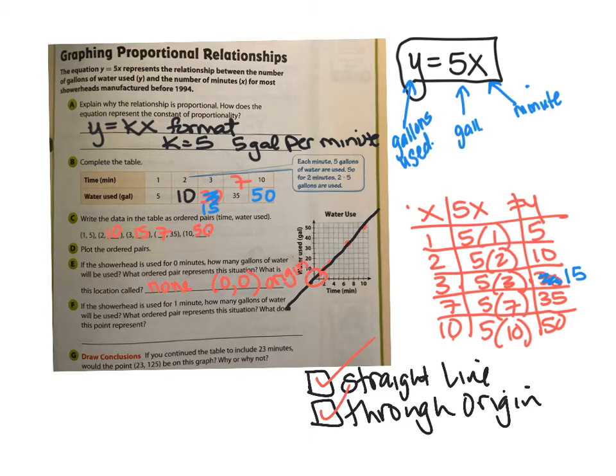And what is this location called? Origin. If the shower head is used for 1 minute, how many gallons of water will be used? 1 minute is 5 gallons. That was our unit rate, right? What ordered pair represents that? 1, 5. And what does the point represent? Our unit rate, or our constant of proportionality.